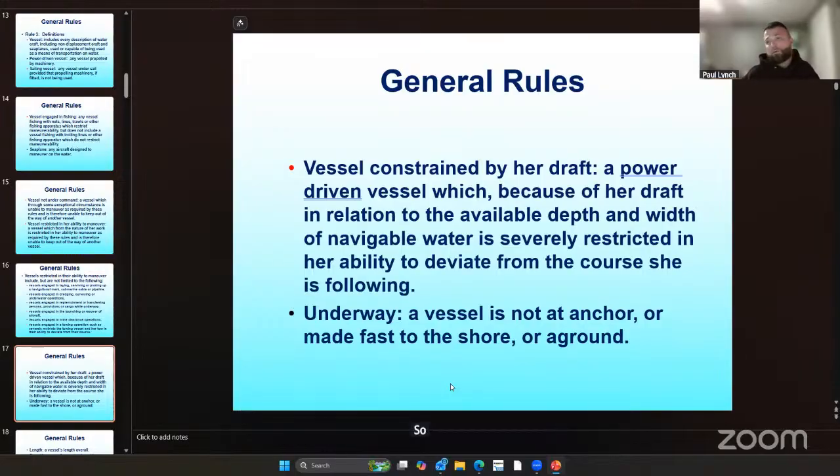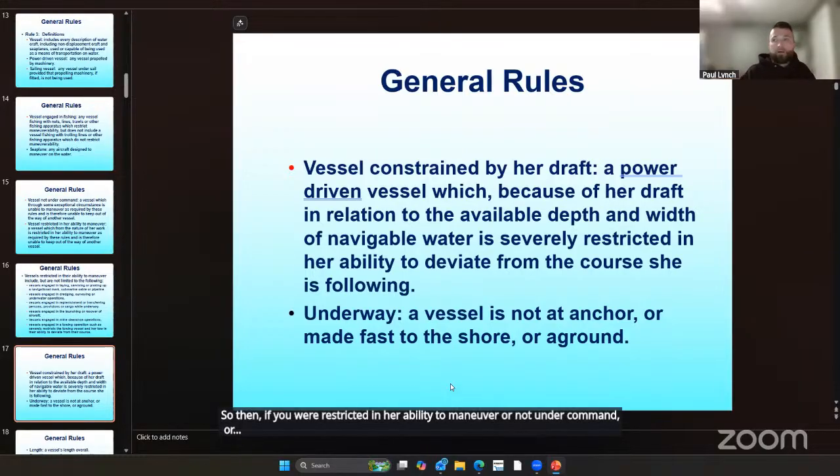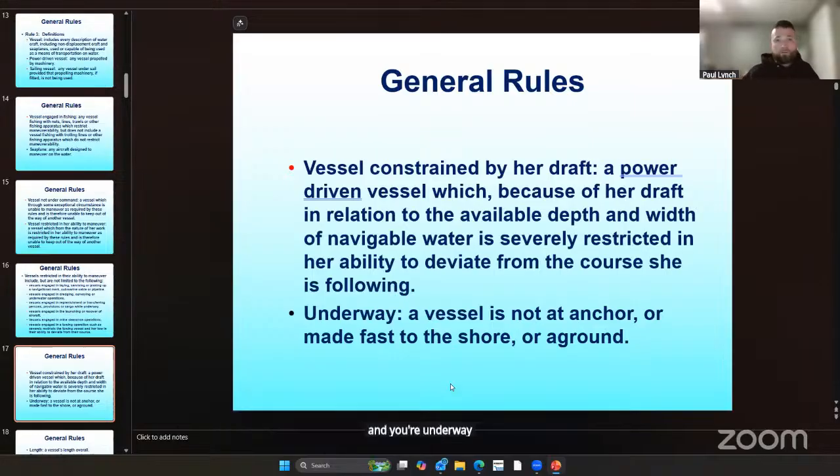So then if you were restricted in your ability to maneuver, not under command, constrained by your draft, or fishing, and you're underway not making way, you would just have those specific lights that tell you what you're engaged in, whether it's fishing or, well, not aground, but constrained by draft.